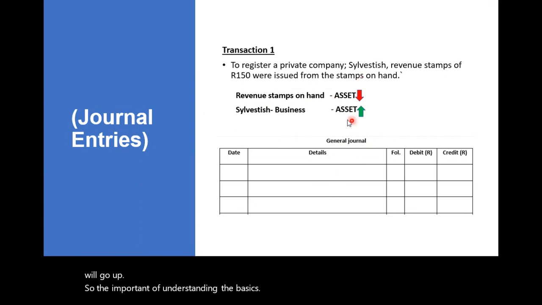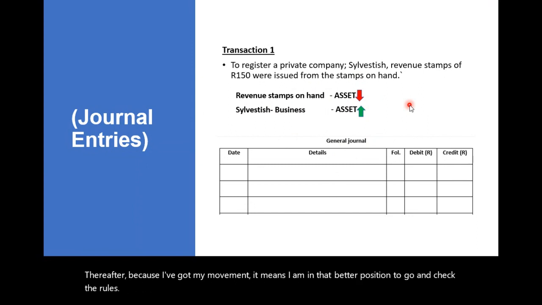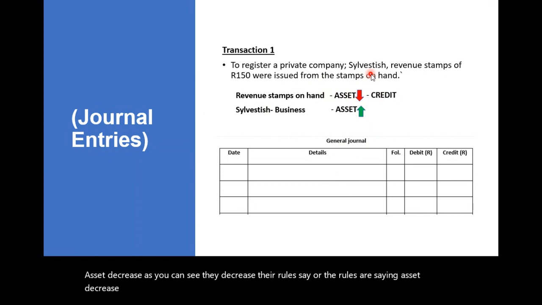Thereafter, because I've got my movements, it means I am in that better position to go and check the rules. By now, you need to know the rules. Assets decrease. As you can see, they decrease. The rules say that assets decrease on the credit side. And then the assets increase on the debit side.